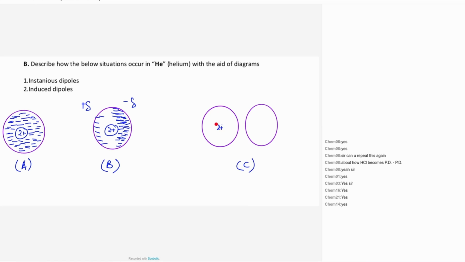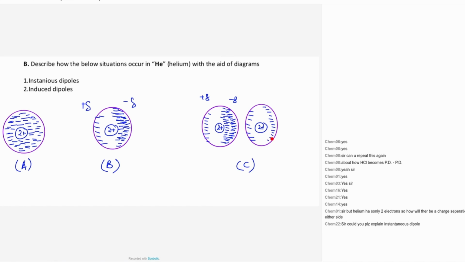I'm going to draw the same instantaneous dipole over here. And this instantaneous dipole on the left side will induce a charge separation on the other side, which means the side with more electrons will push the electrons from one end to the other end. This is known as an induced dipole. It will induce a charge separation on the other molecule. Then what happens? The plus delta of one will attract the minus delta of the other. This is what is called the induced dipole attraction.